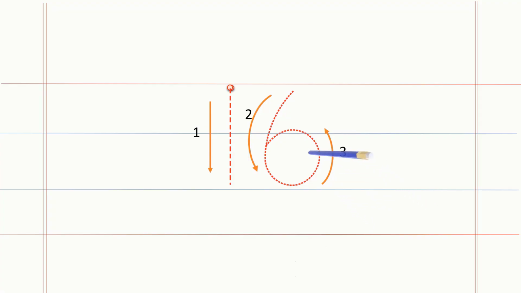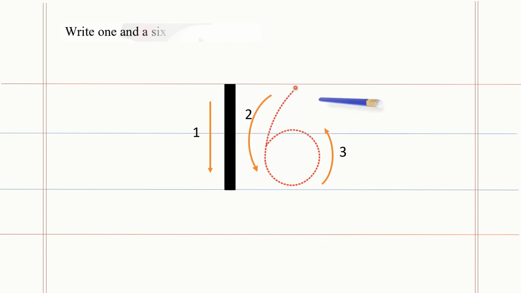Write number 16 on the board and give instructions. Write 1 and 6 to make 16.